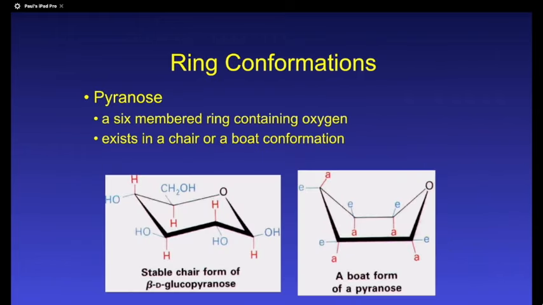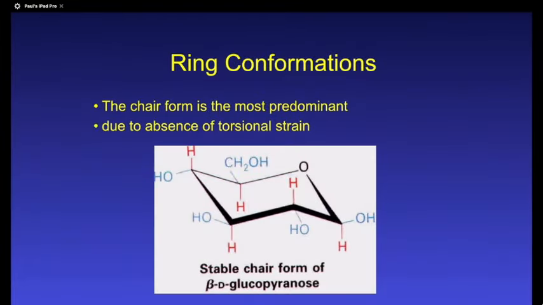Okay. Here's the boat form. Here is the example. I told you beta D is the most stable. Axial, axial, axial, axial, axial. All the hydrogens are equatorial. That's the reason why. Okay.